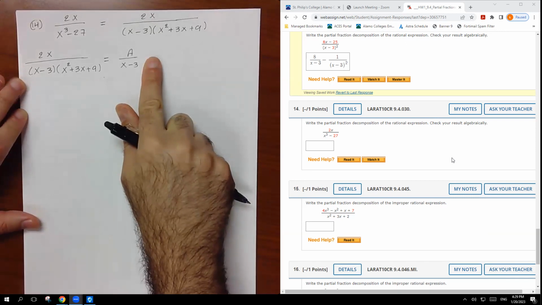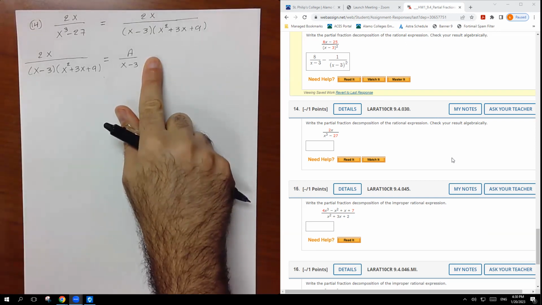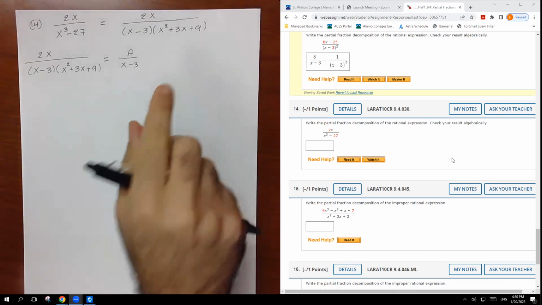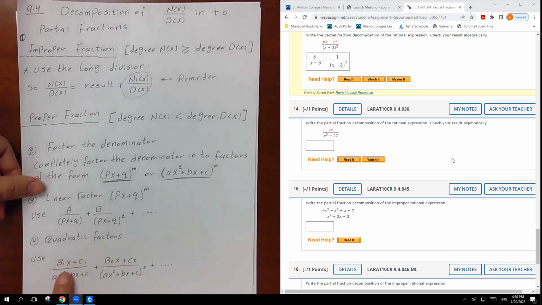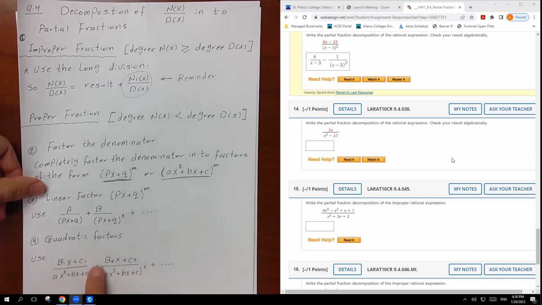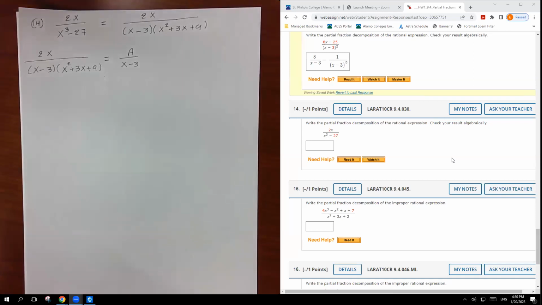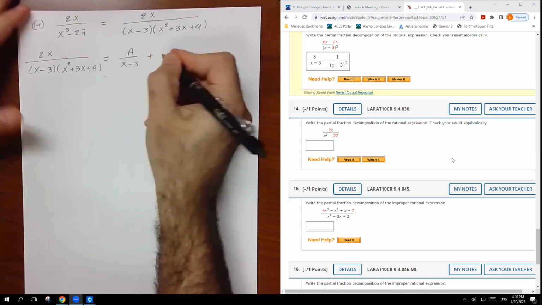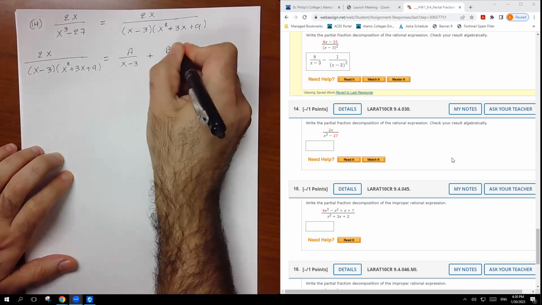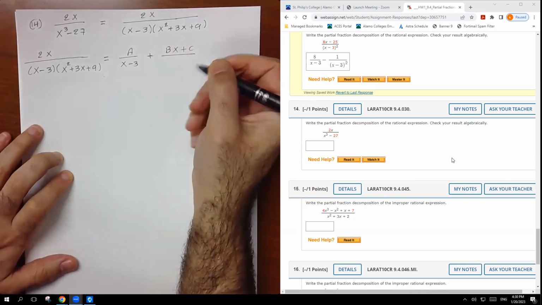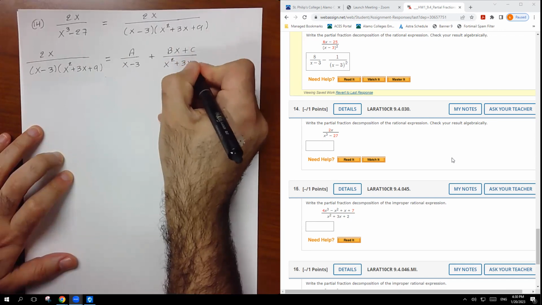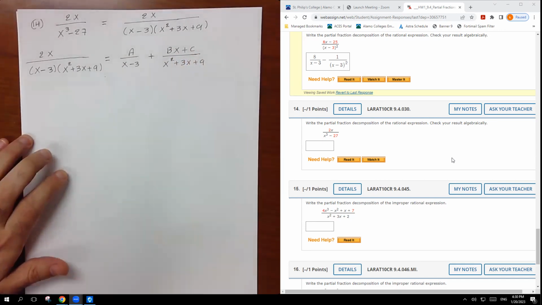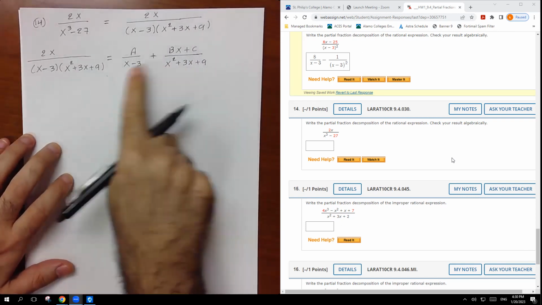But I need to find a partial fraction. So I'm going to use the partial fraction with the quadratic factors. If it's a quadratic factor, that means I'm going to use this one. I don't have to repeat it because it's only one factor. So I'm going to say it's Bx plus C. In this case, this is A over x minus 3 plus Bx plus C over the factor x squared plus 3x plus 9. So that's the partial fraction for this one.